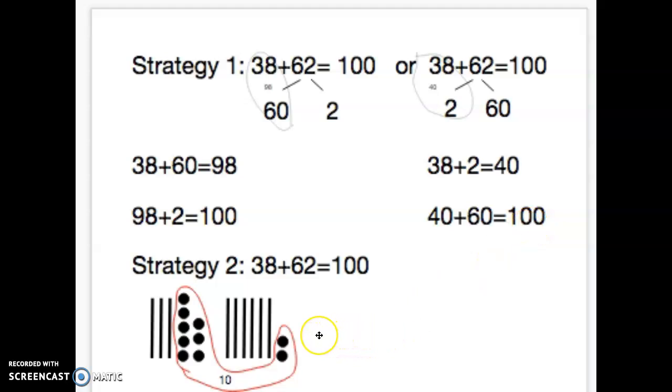And to draw it out using my quick tens and ones, I started with 3 tens, 8 ones. Then I drew 6 more tens and 2 ones. Here I had 8 ones, and I know that 8 plus 2 makes 10. So this is another 10. So now if I go back and count, I have 1, 2, 3, 4, 5, 6, 7, 8, 9, 10. I have 10 tens, which equals 100.